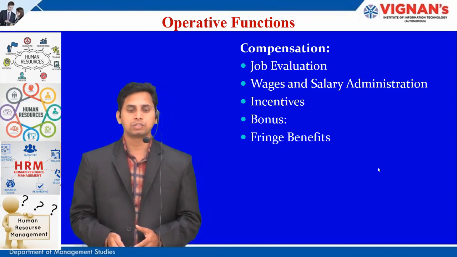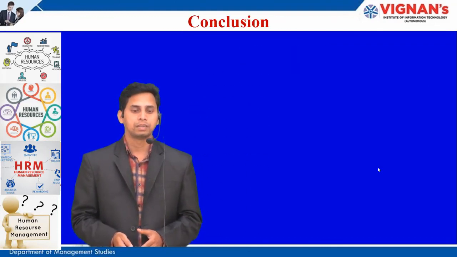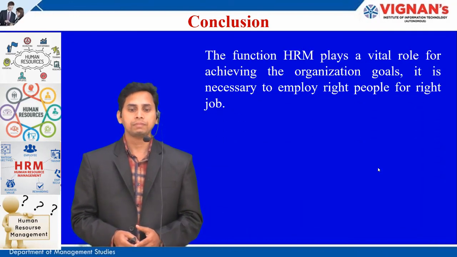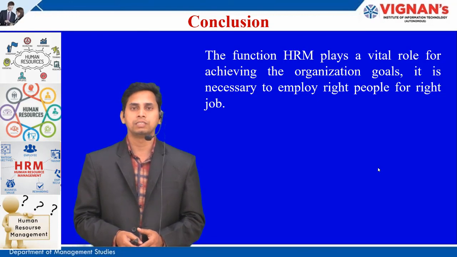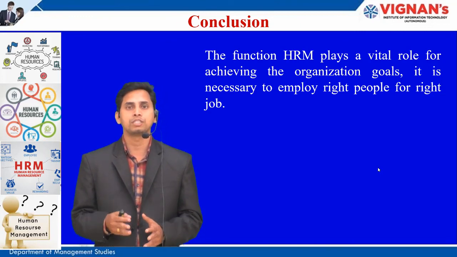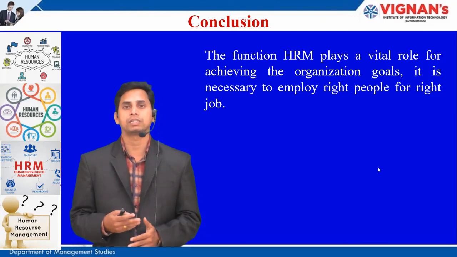So these are the different functions of the human resource manager. When we conclude the topic, human resource management plays a vital role in the accomplishment of organizational goals, and it is necessary for getting the right people for the right job. So human resource management is a necessary thing for acquiring the right people for the right jobs.